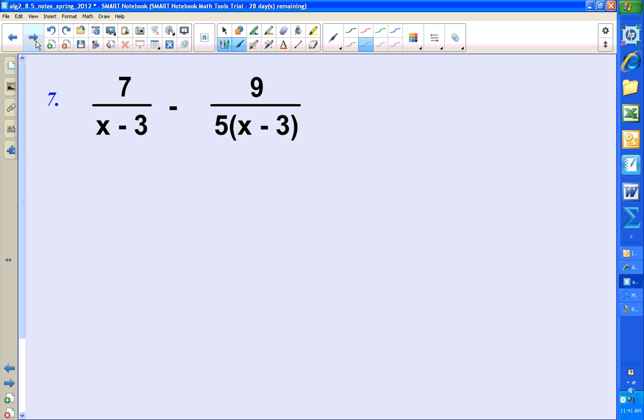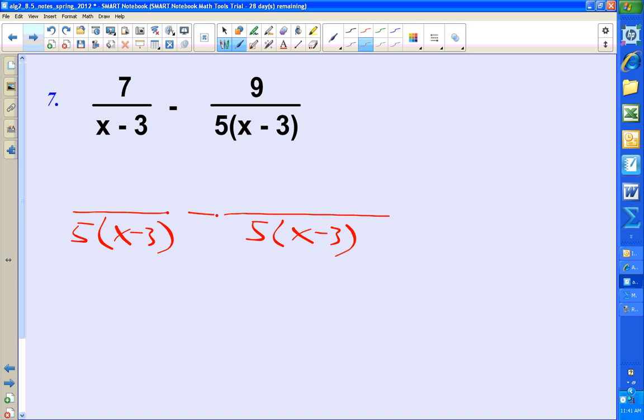Okay? What's the LCD going to be? 5 times x minus 3. Down the page, no equals, vertical, vertical, vertical. What do we do to x minus 3 to get the LCD? So we're going to get 35 on the top, 5 times 7. And on the other side, leave it alone. When you subtract, you're going to get 26 over 5 quantity x minus 3.